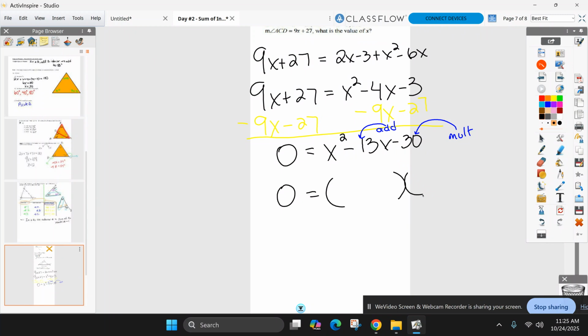Next year, you got to rehash everything. Be careful. This is a trap one. There's a trap pair in there. People think this pair works, but they don't. All right, there's a trap pair. So I need two numbers that multiply to negative 30, but at the same time are going to add to negative 13.